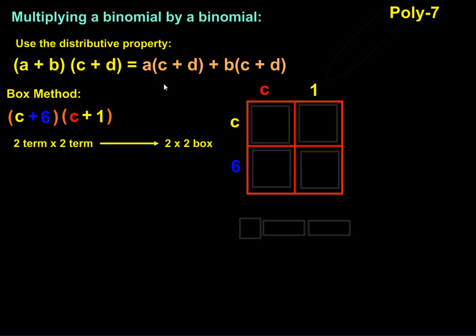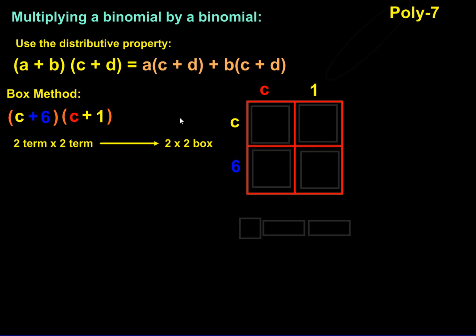There are at least two methods that you could use to solve this. The method we're going to be focusing on for this homework is the box method. In order to use the box method, once you realize that you have two terms each, you need to create a box that is a 2 by 2 box. So it has 2 on the top, 2 on the side, similar in form to the box you might create for a lattice multiplication of two numbers by two numbers.